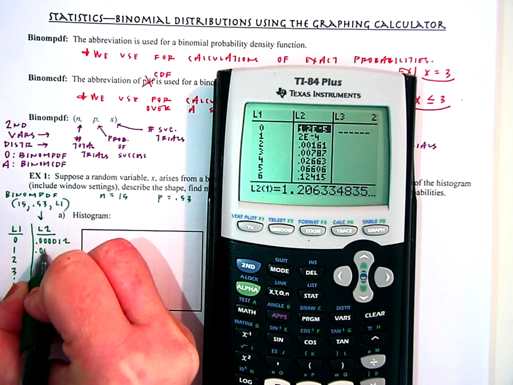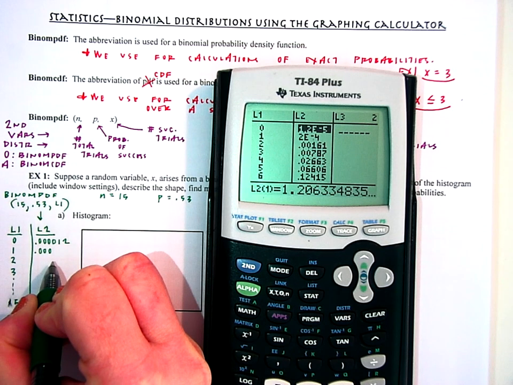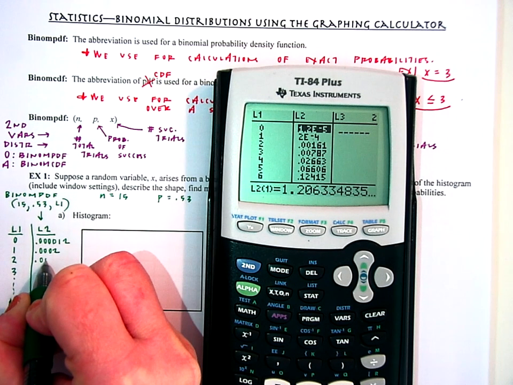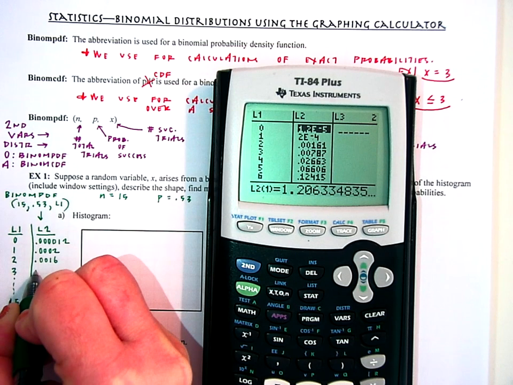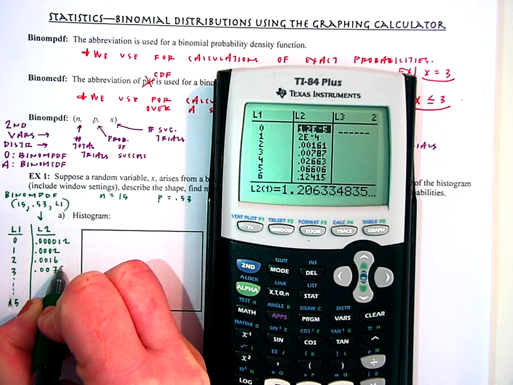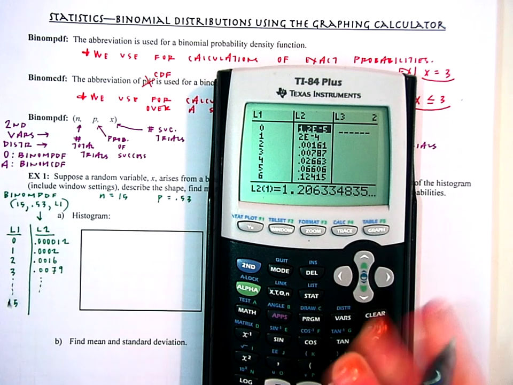The next one would be like 0.0002, still very unlikely. Here would be 0.0016, 0.0079. Okay, and then I'm just going to go up to what 15 was.